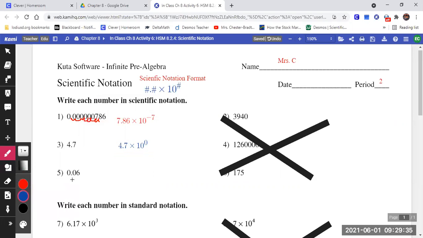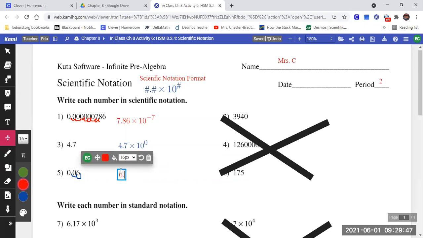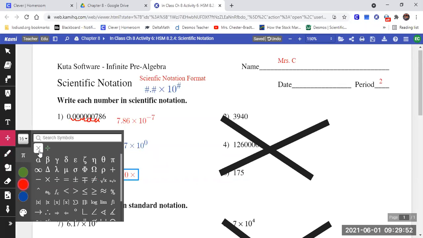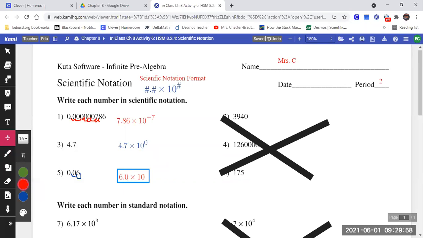Okay, we're going to do our jumps. We need it so there's one number in front of the decimal point. Okay. Then we write that. So this is 6.0 times, yes, we're using that x times 10 to the. Okay. How did it start? Did it start as a decimal or did it start as a whole number? Was its original form a decimal or a whole number?